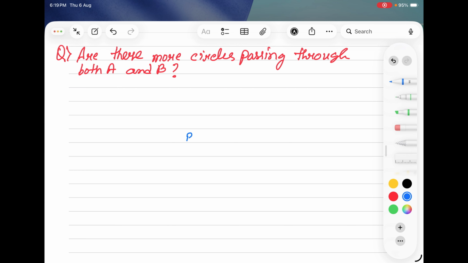Suppose P is a point which is equidistant from the points A and B. Now, with P as a center, you can draw a circle which passes through both points A and B. So, P is the center of this circle which passes through A and B. Now, the question is, how do you find such points?